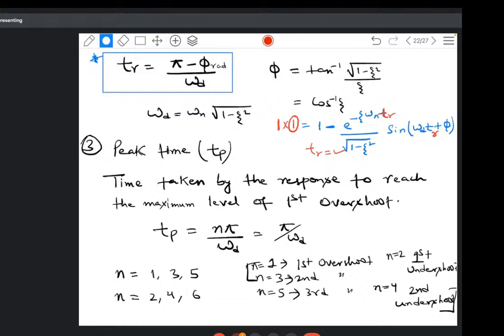Now what is peak time? Peak time is the time taken by the response of the system to reach the maximum level of the first overshoot.